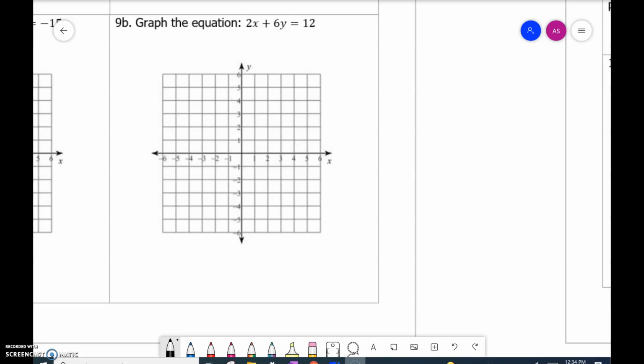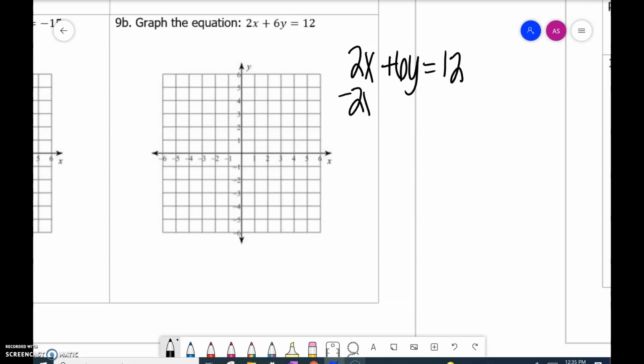All right, so let's go ahead and go to 9b. It asks you to graph the equation 2x plus 6y equals 12. So there are actually two ways you can do this. You can either simplify this into slope-intercept form, or you can do it by finding the x and y intercepts. I'm going to solve this out for y and put it in slope-intercept form.